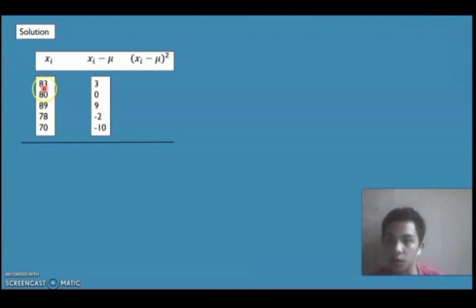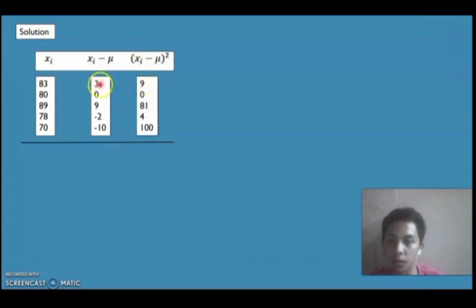The x values are 83, 80, 89, 78, 70, and the mean is 80. For example, this 83, we subtract 80. The answer is 3. 80 subtracted by 80 is 0. 89 subtracted by 80 is 9. 78 subtracted by 80 is negative 2. And 70 subtracted by 80 is negative 10.